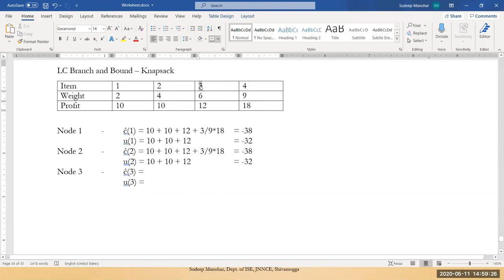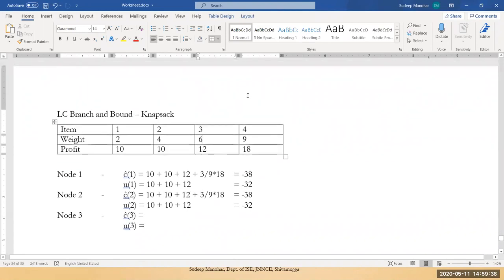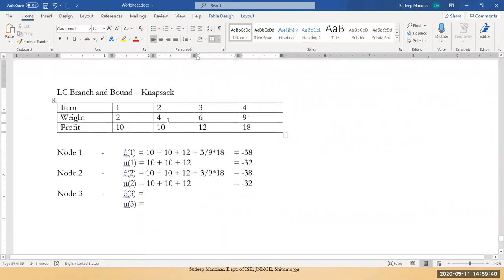You can consider item number 3. It has a weight of 6. 4 plus 6 is 10. Plus 9 exceeds the capacity of the knapsack. Capacity of the knapsack is 15. So that means only 2 items you can consider, that is the items with weights 4 and 6. And therefore the profit is 10 plus 12.